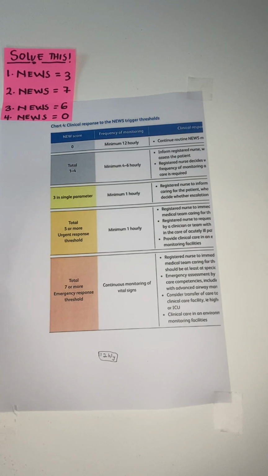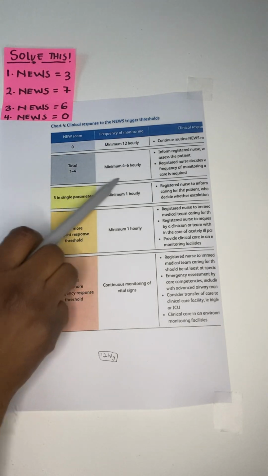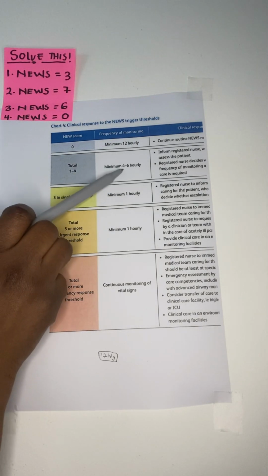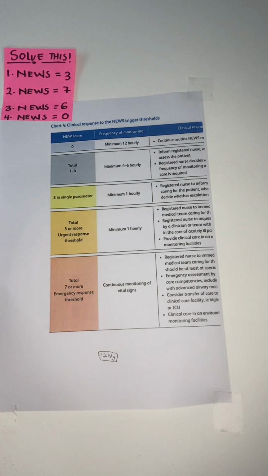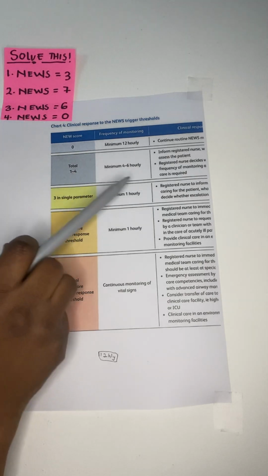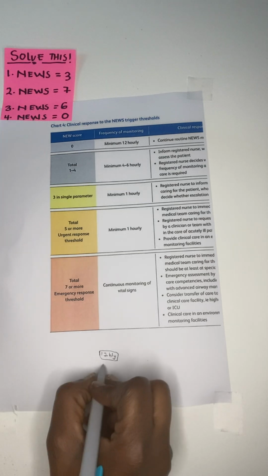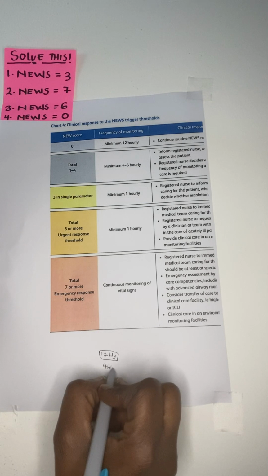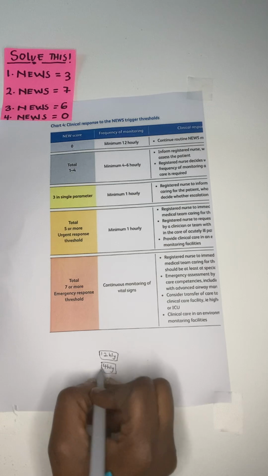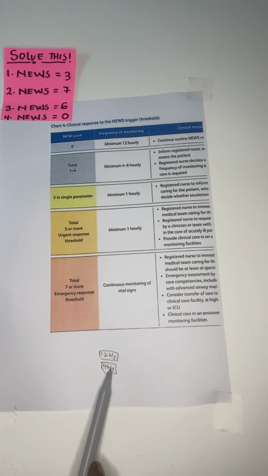If the patient's total NEWS score is between 1 and 4, the monitoring frequency is going to be what? A minimum of 4 to 6 hourly. But for your exam purposes, when you get any NEWS score between 1 and 4, just write 4 hourly in the monitoring frequency box. I hope you guys get it. If you watched my previous video, you will know what I'm talking about.